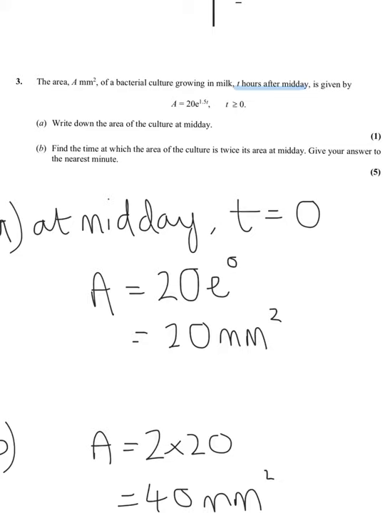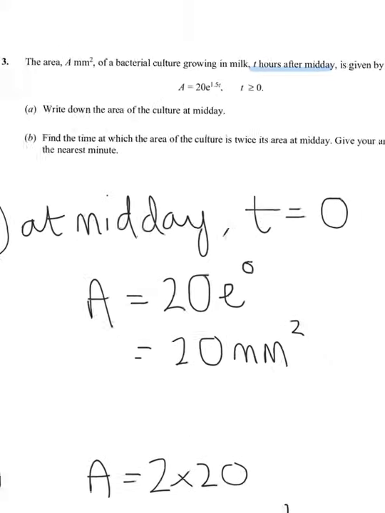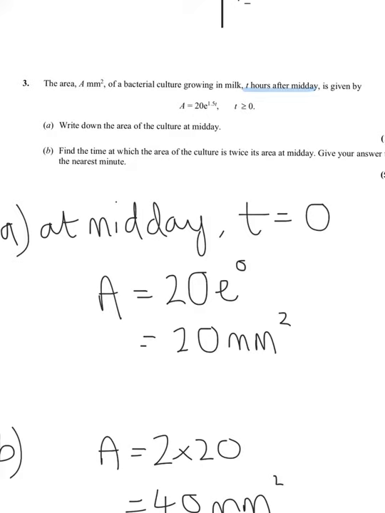So at midday, t is equal to 0. So we're looking at A is equal to 20 e to the power 1.5 t. 1.5 times t, where t is 0, is 0. So we're looking at 20 e to the 0. Anything to the power 0 gives us 1, so it's 20 times 1. So our area is 20, and you should have written millimetres squared, but I let you get away with it if you didn't.